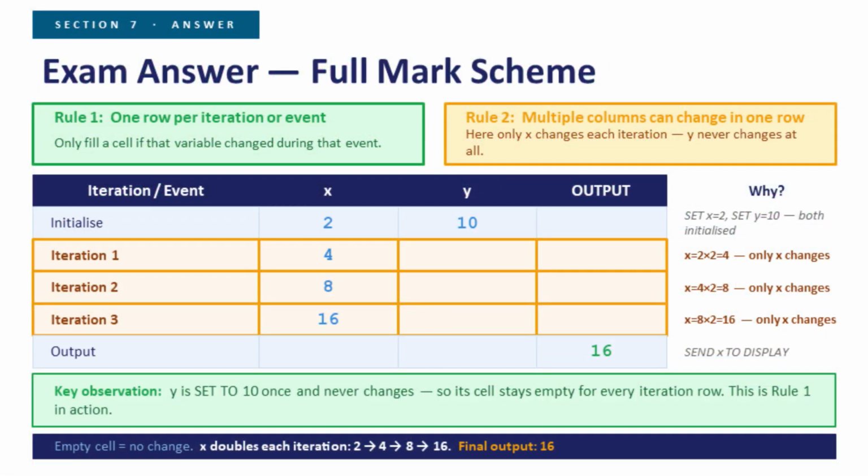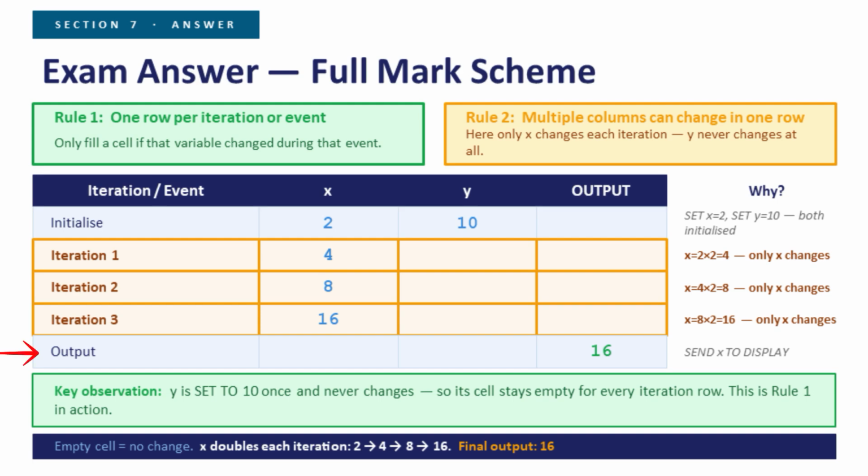Ready? Here's the answer. Line 1, x becomes 2. Line 2, y becomes 10. Iteration 1, is 2 less than 10? Yes, x becomes 2 multiplied by 2 equals 4. Iteration 2, is 4 less than 10? Yes, x becomes 4 multiplied by 2 equals 8. Iteration 3, is 8 less than 10? Yes, x becomes 8 multiplied by 2 equals 16.